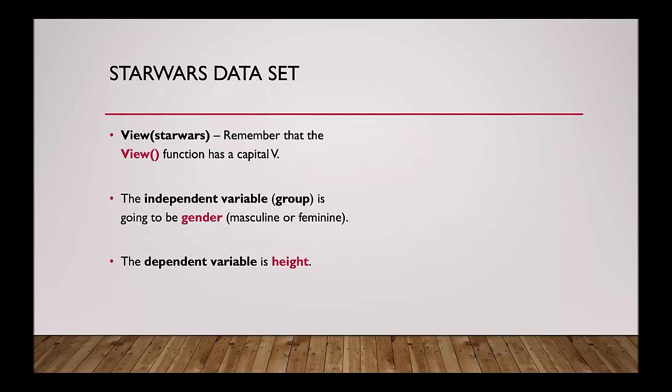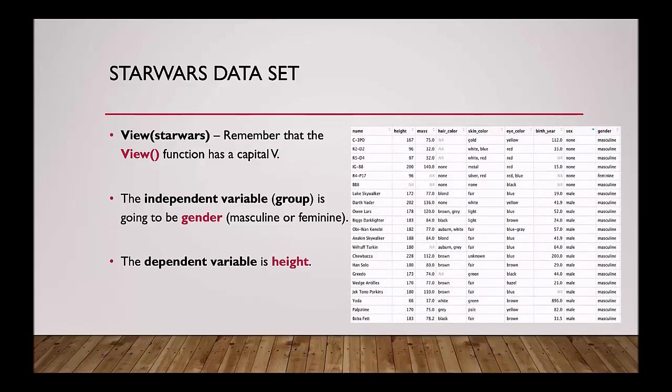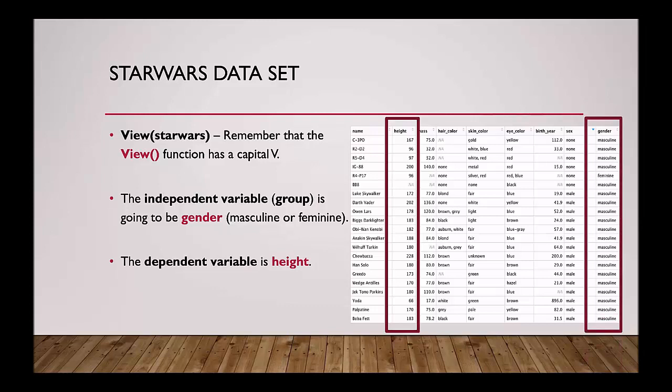So now that we have loaded in this package, we can view the Star Wars dataset, and we can do this by using the View function, remembering that View has a capital V. And here is our data. So our dependent variable is going to be height, and our independent variable is going to be gender, so whether the character is masculine or feminine.